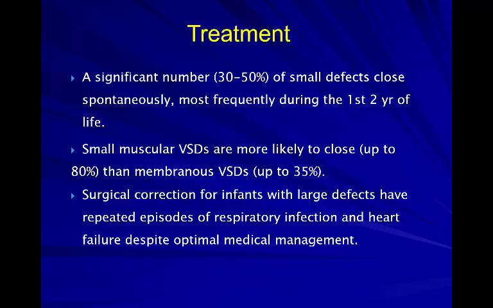Treatment. In a significant number of cases, about 30 to 50% of small defects close spontaneously, most frequently during the first or second year of life. Small muscular VSDs are more likely to close, up to 80%, than membranous VSD, up to 35%. Surgical correction is for infants with large defects who have repeated episodes of respiratory tract infection and heart failure despite optimal medical management. Some small defects can be closed by transcatheter closure.